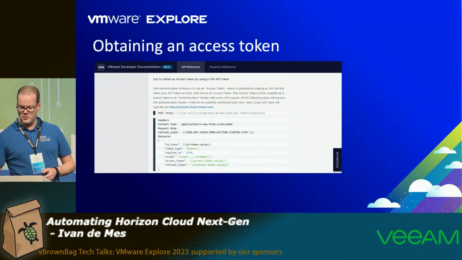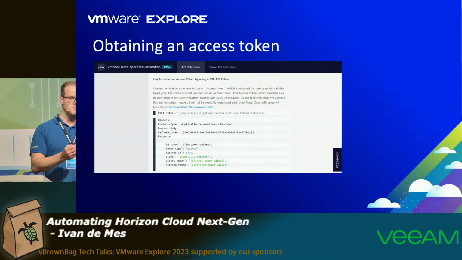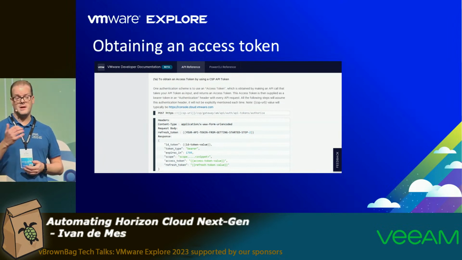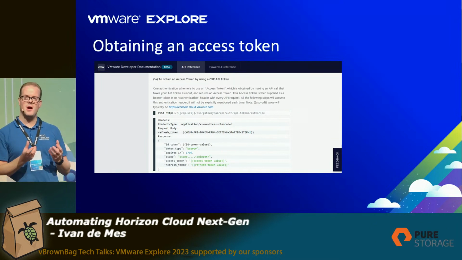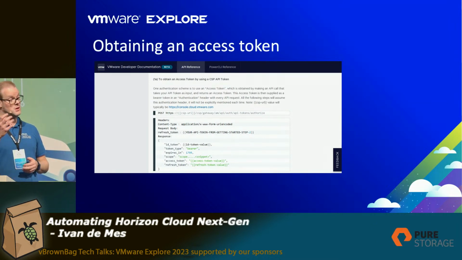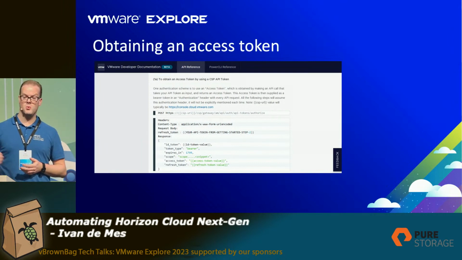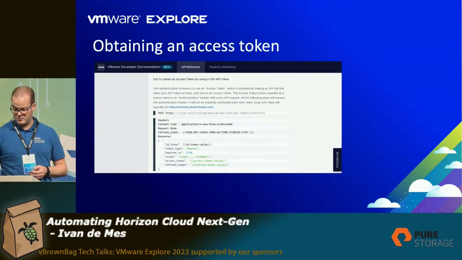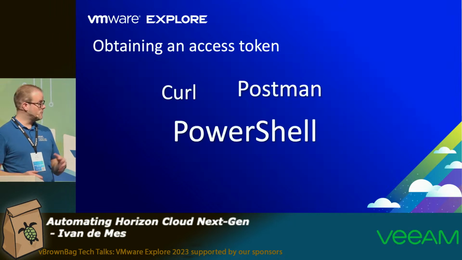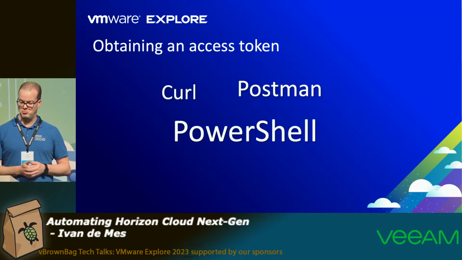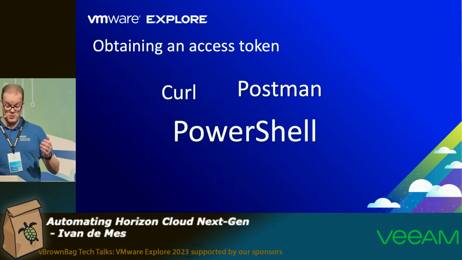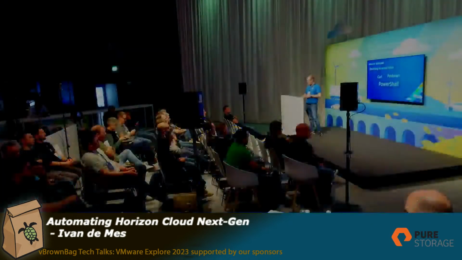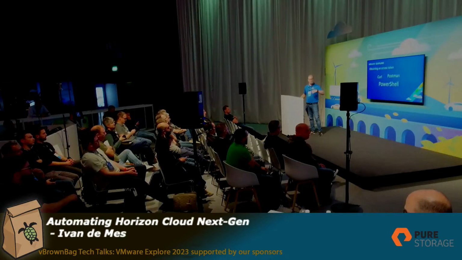So the next thing that we have to do, now that we have the API token, is we need to obtain an access token. So we're using the API token to get a, let's say, short-lived token that is needed for every request that you do towards the API. And there are different tools that you can use, whatever you prefer. It can be either curl, Postman, PowerShell. There are also other tools, of course. Personally, I'm a fan of PowerShell, so throughout the demos I will be using PowerShell in this case.